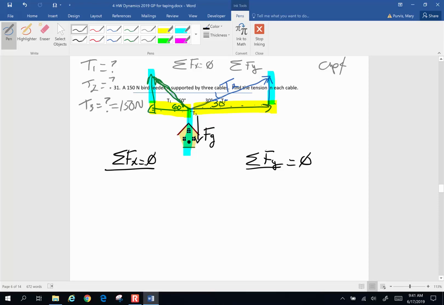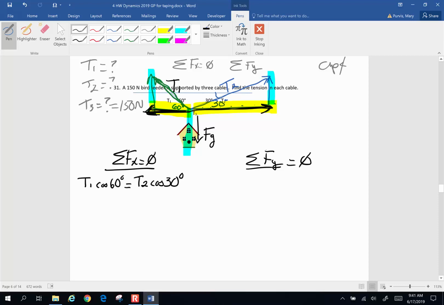Force X, so this is going to be the horizontal stuff. This is going to be the left and the right. So the force left is going to equal the force right. That's going to be this component of this triangle. If this is T1, this is the adjacent side. So this is going to be T1 times the cosine of 60 degrees is going to equal this component of this triangle, which is going to be T2 times the cosine of 30 degrees. So my left forces are going to equal my right forces.